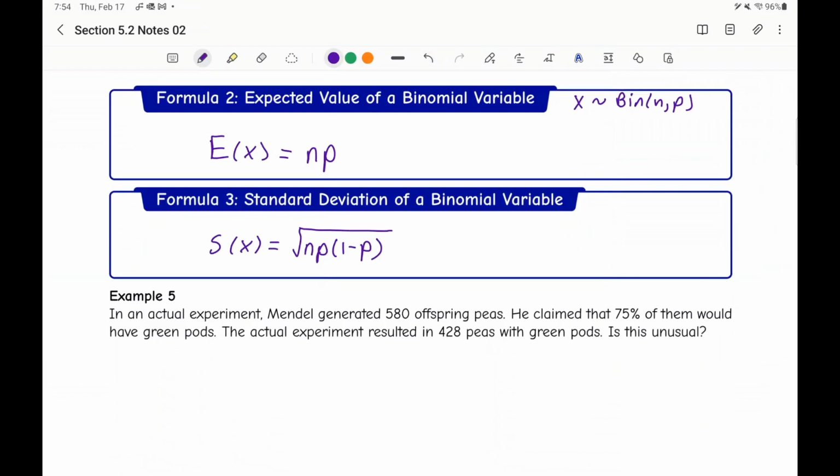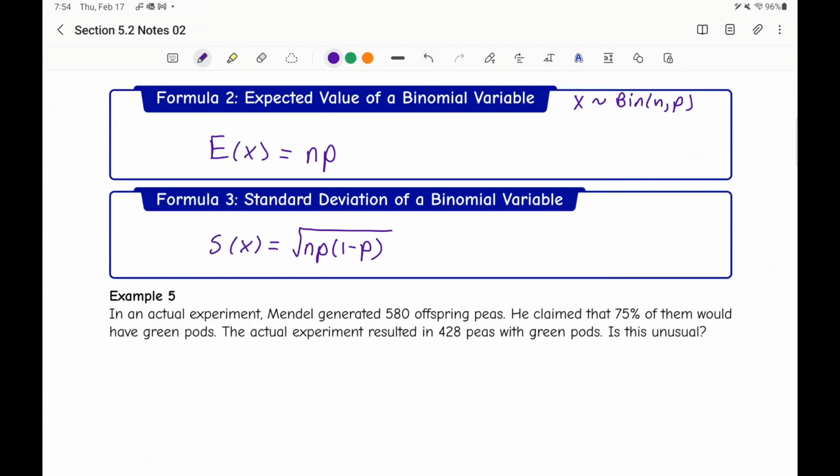Now you will be given these formulas on the exam, but just the formulas. I'm not going to call it the expected value of a binomial variable. I'm just going to say E of X equals np. Okay, so using these two formulas, we can do examples 5 and 6.